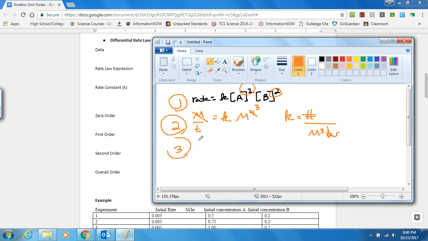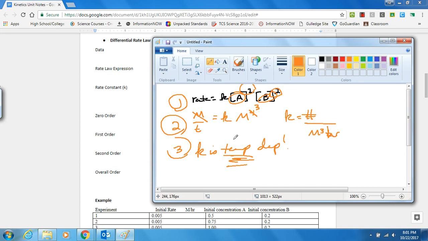Step 3, something else that you need to know about K. K is a constant unless you are dealing with a temperature change. So K is temperature dependent. If you change your temperature, but I still have A and B that are second order here, my K will change. And we're going to talk about that. That has something to do with activation energy later on. So those are the things that we need to know about K.